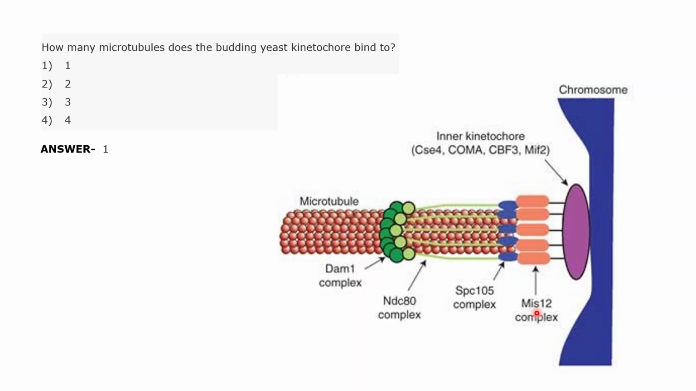I think you don't have to go into much detail on this particular process. However, you should know what kind of complexes are present and how they are interacting. The microtubules are attached to the kinetochore because of these protein complexes, and that's how the spindle assembly takes place. So only one microtubule binds to a budding yeast kinetochore.